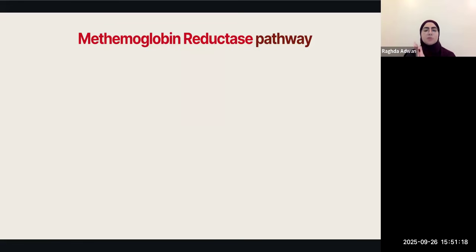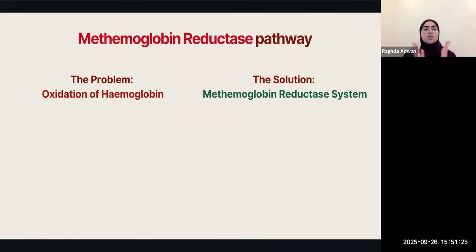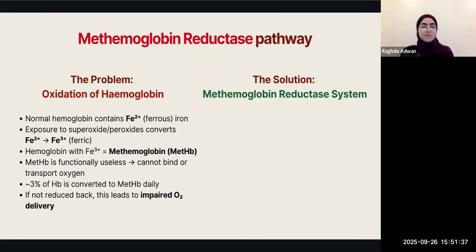The last one is called methemoglobin reductase. This pathway is there to solve a problem. What's the problem? Oxidation of hemoglobin. Remember how I said earlier, we need NADPH to get glutathione so that we can combat the oxidative damage. What if hemoglobin gets oxidized? This is a problem and we need to solve it. We have a different way to solve it.